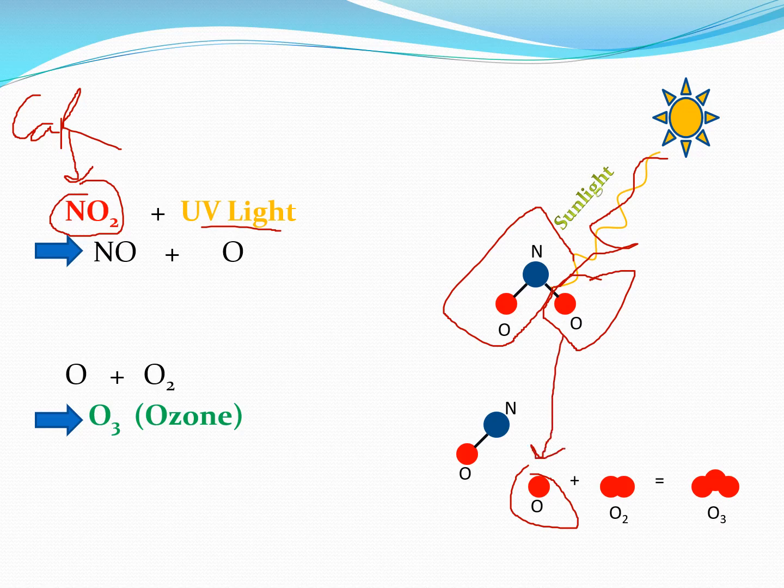Well, that single oxygen does not like being alone. It wants some electrons. So what's it going to hook up with? The O2 that's already in the atmosphere. I said 1 plus 2 is 3. That's it.